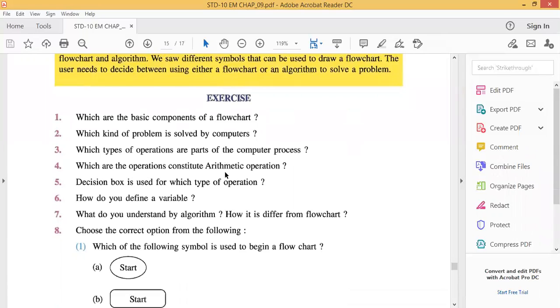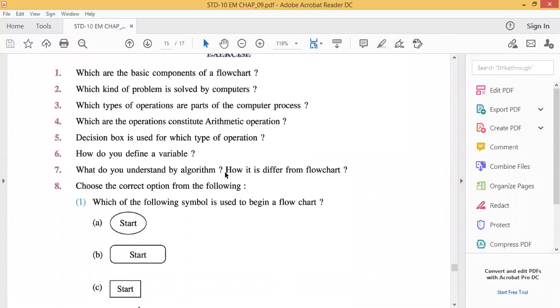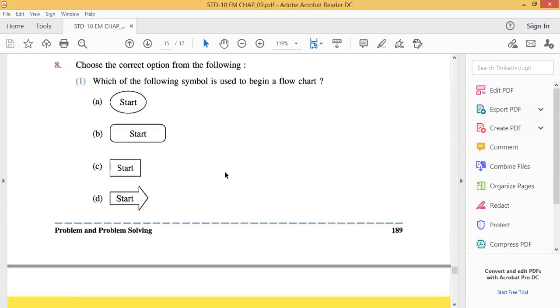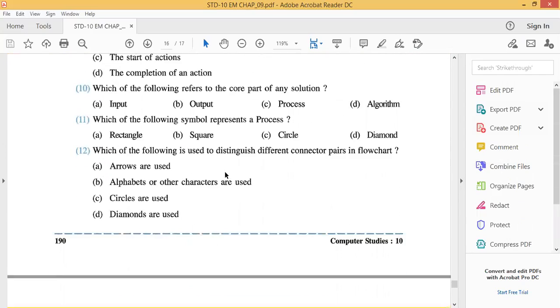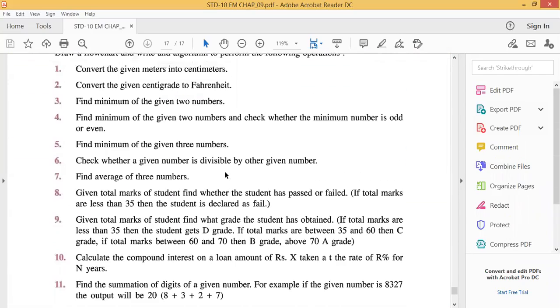So you must complete the whole exercise in your computer notebook. Without the notebook, you will not be able to attend the practical exam, and you will not be given the textbook or notebook marks. I hope everything in this chapter is clear.